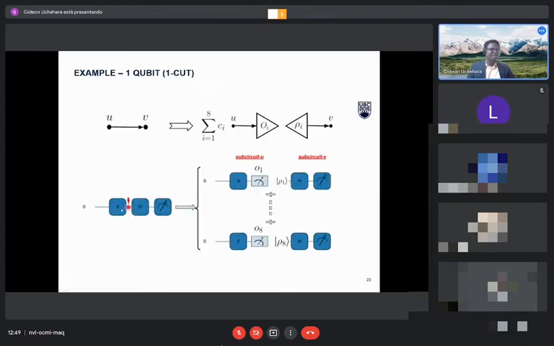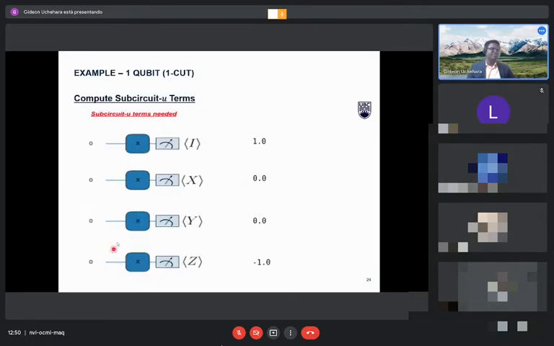Recall that this was the circuit that we had, and we applied a cut here. These are the subcircuits that were generated from the cut. Now, for the subcircuit U, there are different terms here. There are different measurements to do. The first measurement is to get the expectation value for the identity, the expectation value for the Pauli X, expectation value for Y, and also for Z. These are the values that I got from doing this measurement. And I'm sure it's a simple circuit that we can verify by inspection.